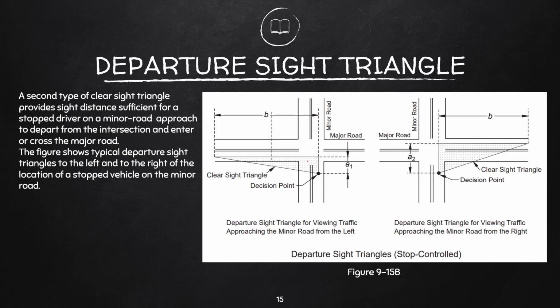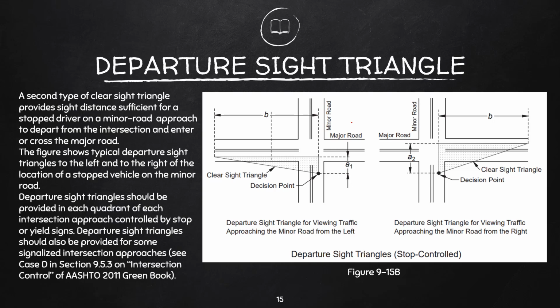So for the decision sight triangle, of course, that should have a smaller area, because the driver is stopping here. Okay, later we will discuss where we will get this a sub 1.